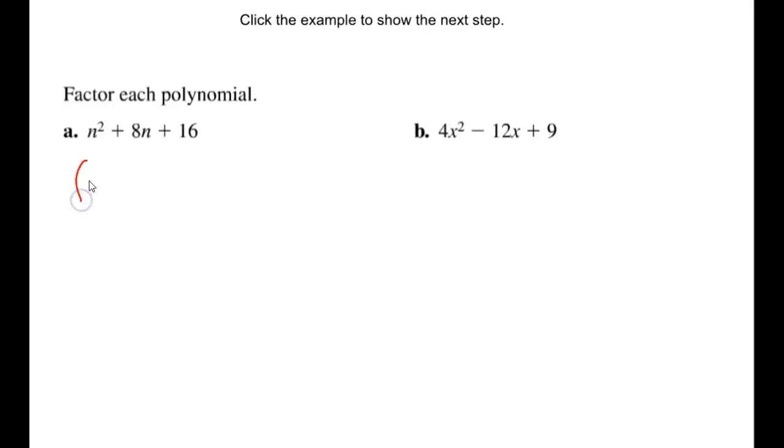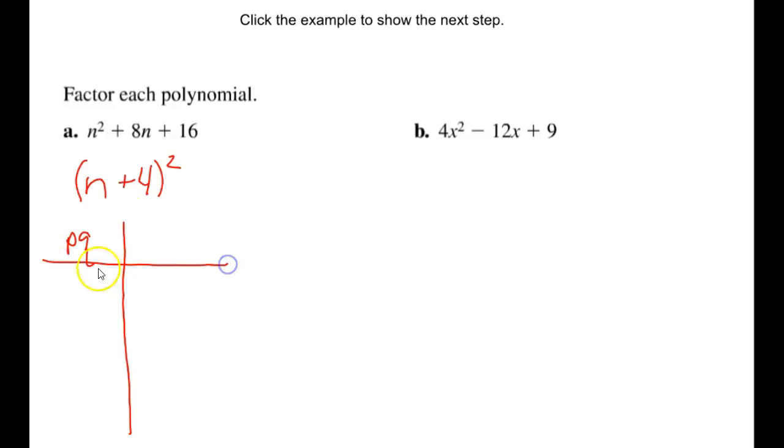So I know that I'm going to end up with n plus 4 squared. So if I don't remember this, can I do it the long way, the way that we've been looking at? Let's try it. I want to find all of my possible factors of a positive 16. So I've got 1 times 16, or 2 times 8, or 4 times 4.